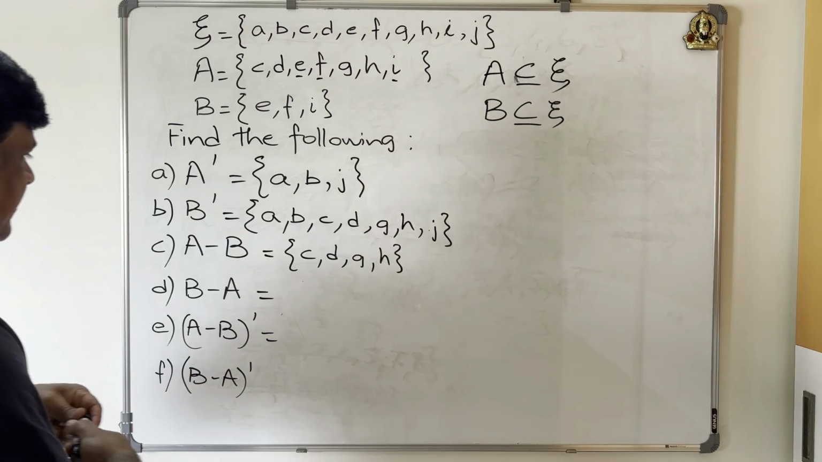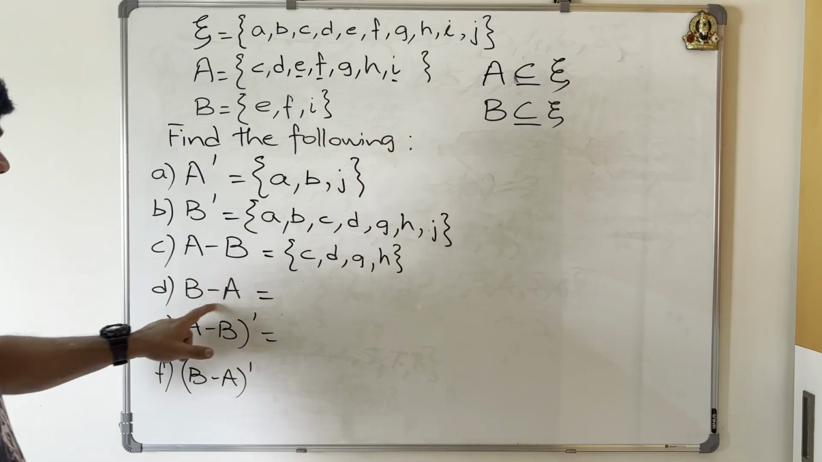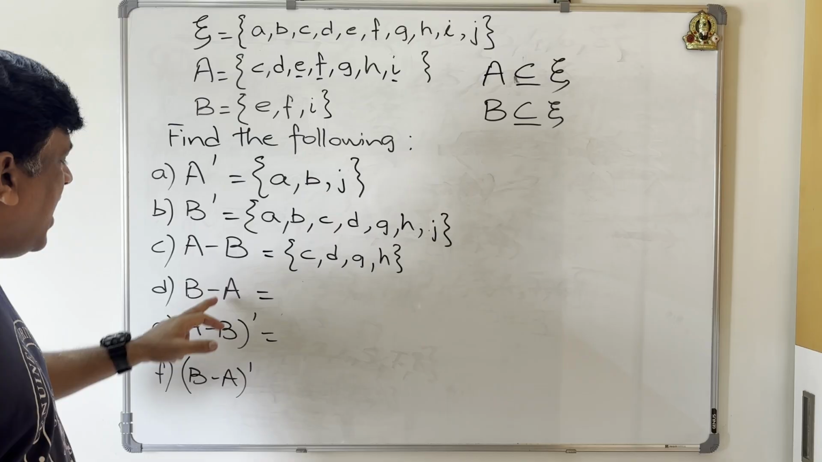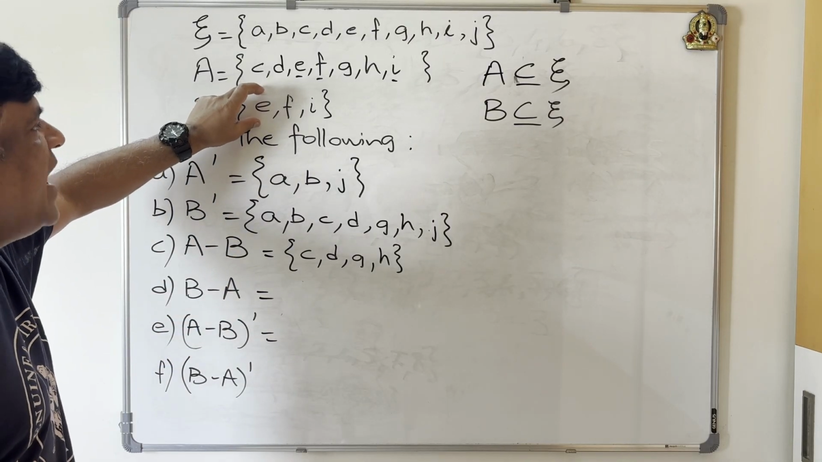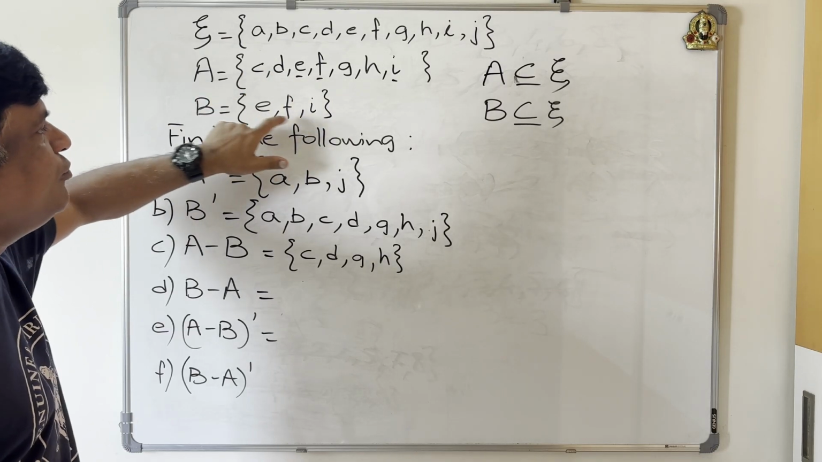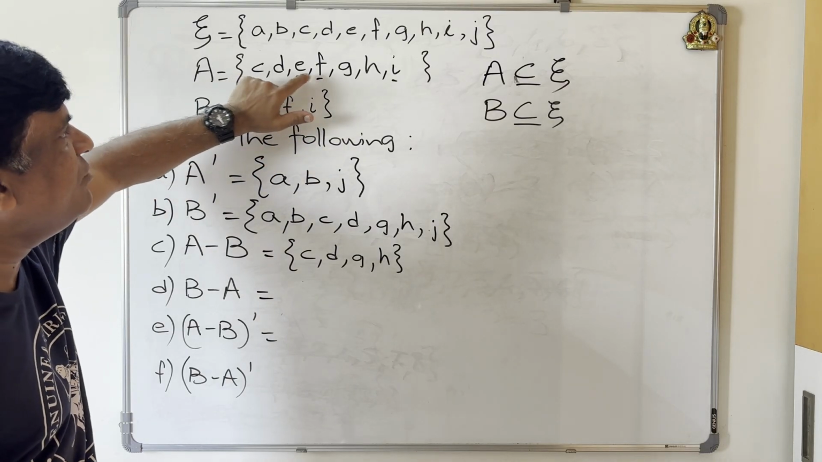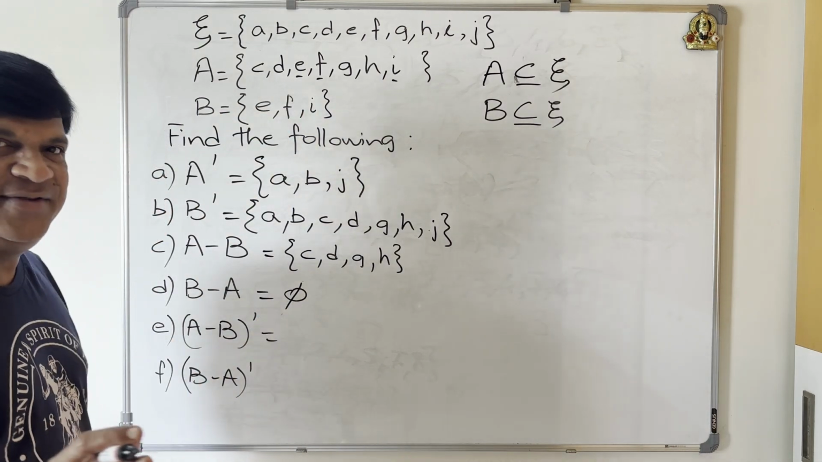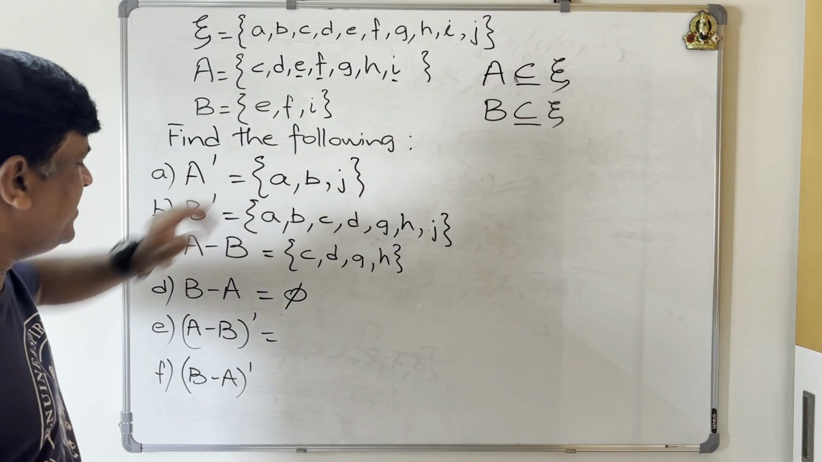Next, look at this one, B minus A, right? They're asking us to find B minus A. So what are the contents of B? It is E, F, I, and they are asking us to remove the contents of A from this. Do you have any contents of A over here? We are anyhow going to remove these. You have EFI and you have EFI. There is nothing else. So this will be a null set. Simple. You don't have anything to remove from here which is part of A. Right. That is how it is.